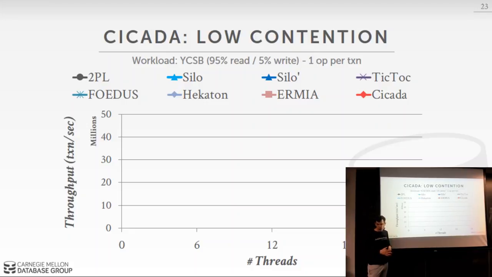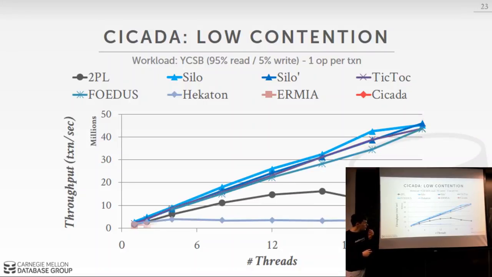So for this first workload, it's going to be low contention. It's YCSB, where you're reading or writing a single tuple per transaction, and it's 90% reads and 5% writes. So we can't have conflicts when it's read. There aren't read conflicts, so we don't have to do a bunch of validation for these things.